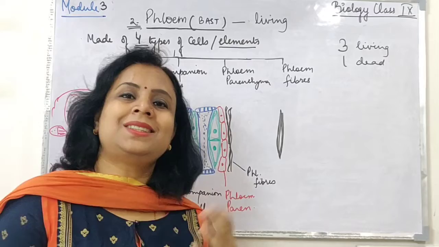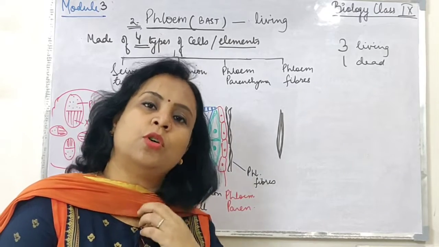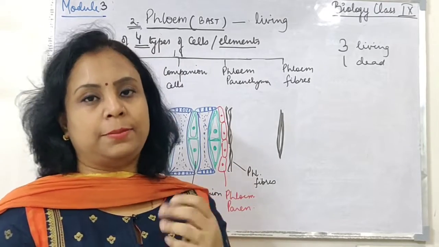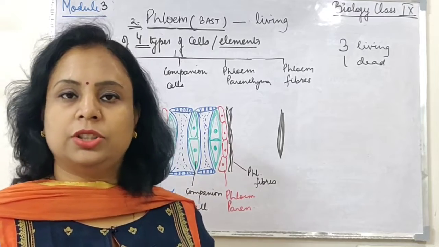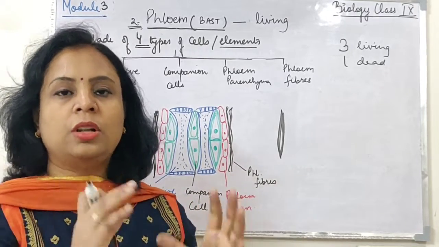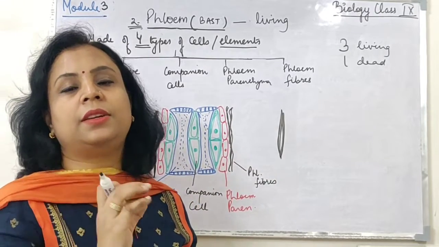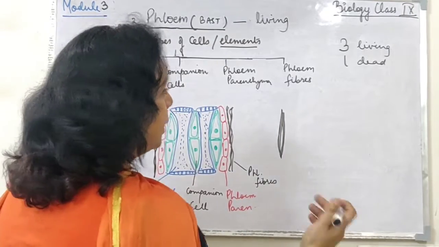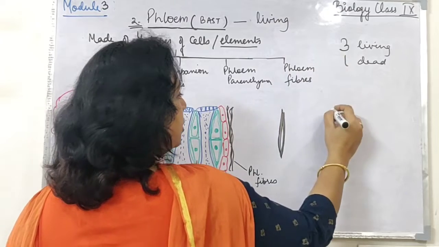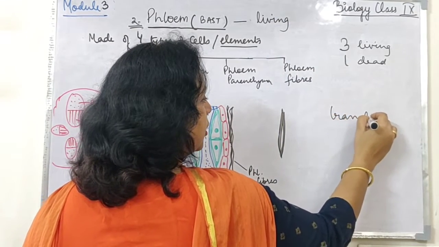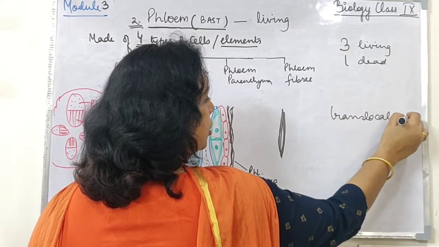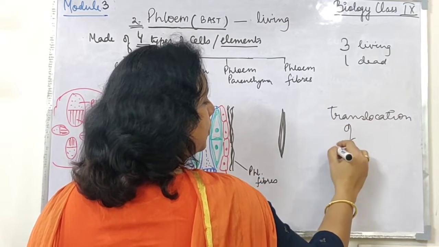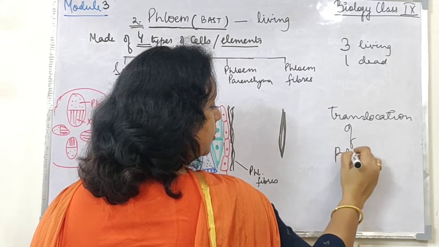Now children, just like xylem, phloem also is made up of 4 types of cells. Again, they have the common origin, and together all these 4 types of cells form phloem, and they perform the function. And what is the function? The function is translocation of prepared food.